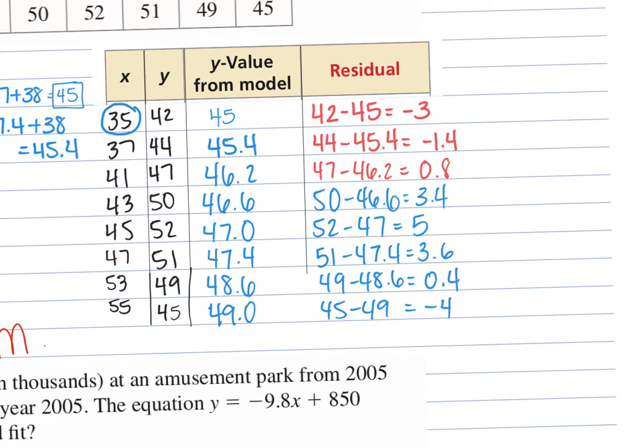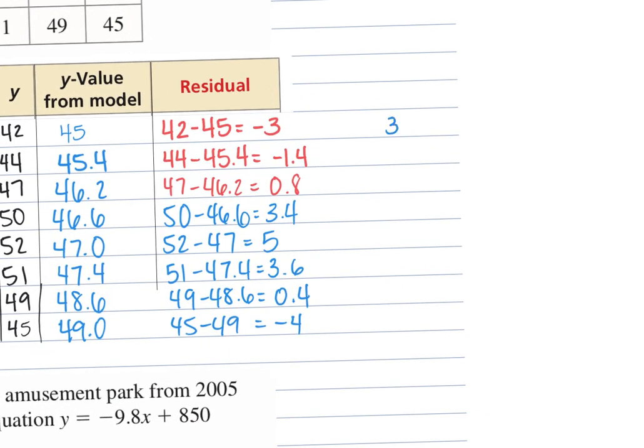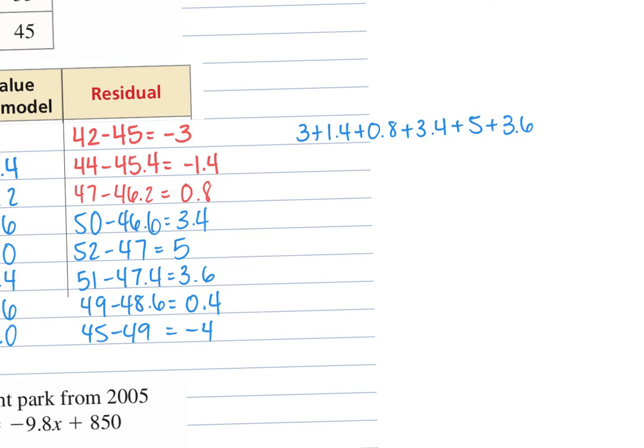All right, so we found all of our residuals, so what we're gonna do next is take the absolute value of all of them and add them together. So we're gonna get 3 plus 1.4 plus 0.8 plus 3.4 plus 5 plus 3.6 plus 0.4 plus 4. Anything that was negative changed to a positive because it's the absolute value. Anything that was positive is just going to stay positive. Now, I'm going to add these together using 2 at a time.